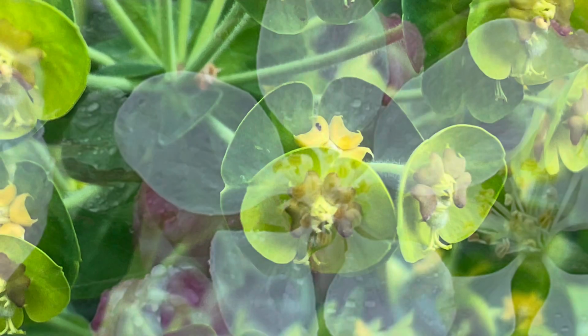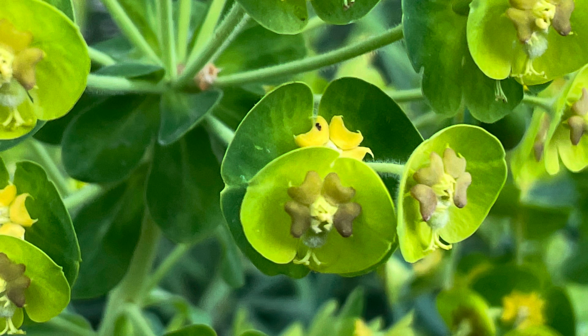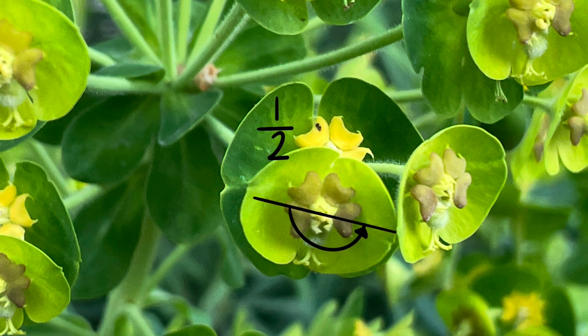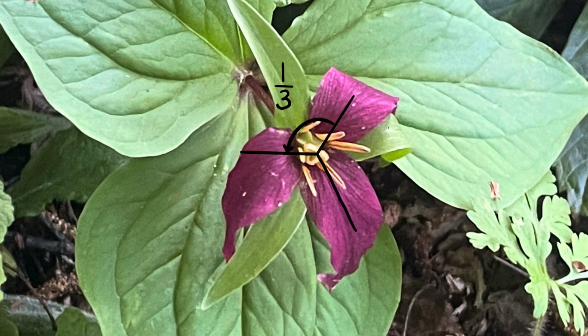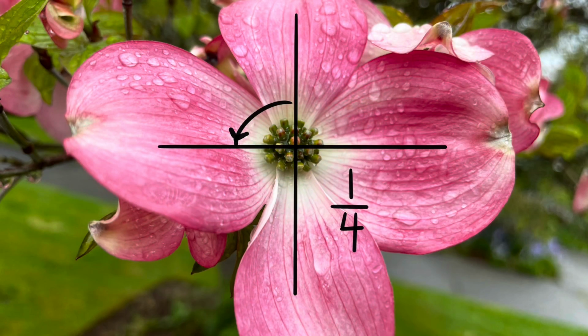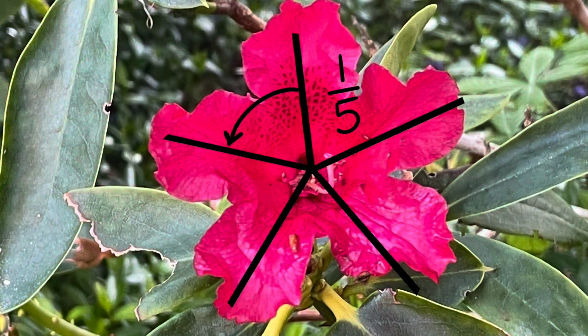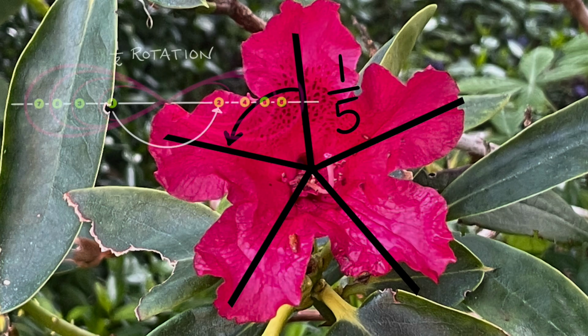Now let's see what happens when we put different fractions as our amount of rotation. At 1/2, we get 2 flower petals that extend out. At 1/3, we get 3. At 1/4, we get 4. And this pattern continues where the denominator will give us a number of petals.